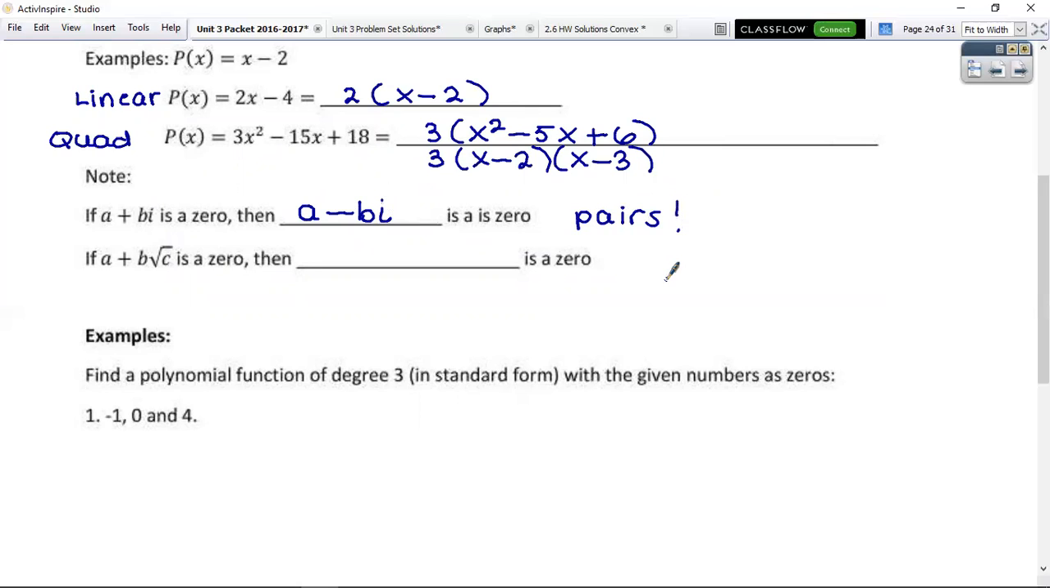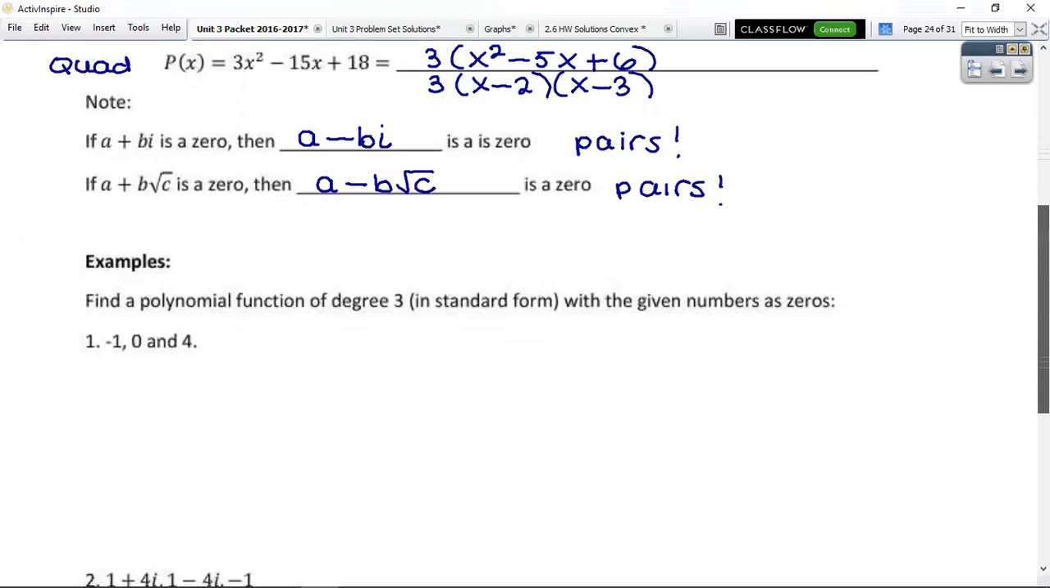The same thing is true if you have irrational zeros. So a plus b radical c, if that's a 0, then you're always going to have the a minus b radical c is also a 0. So again, they come in pairs. So if you have one, you can immediately write the other. So anytime it's complex or irrational.